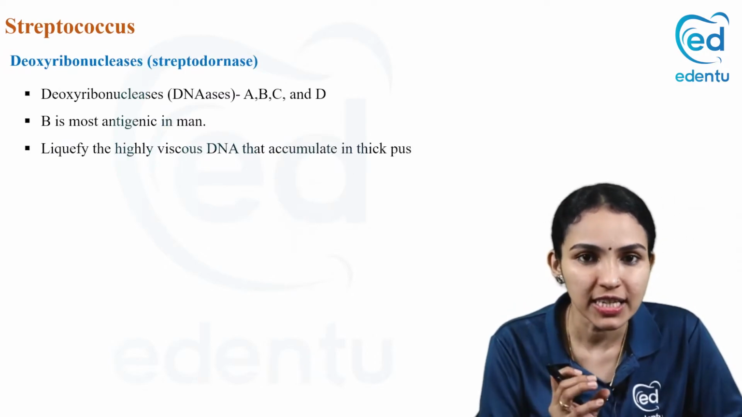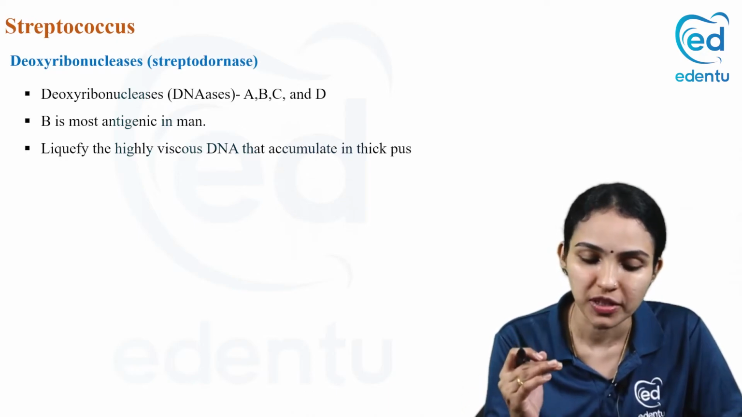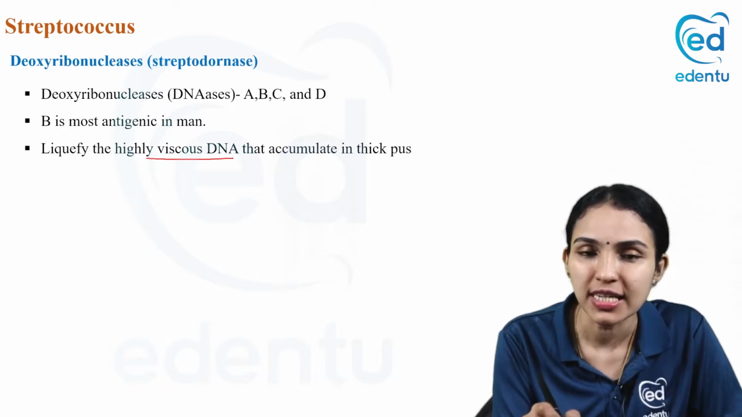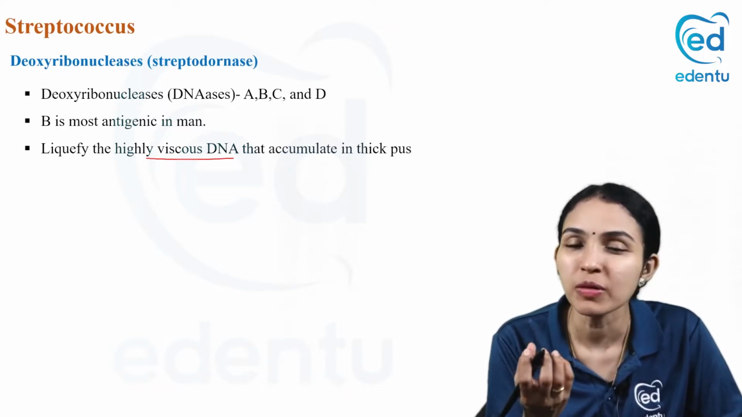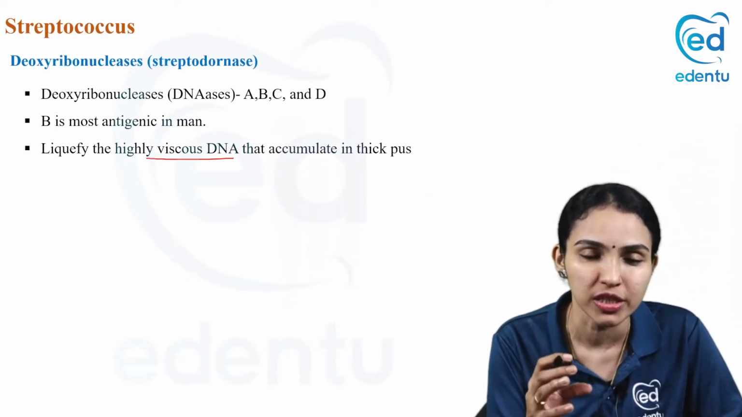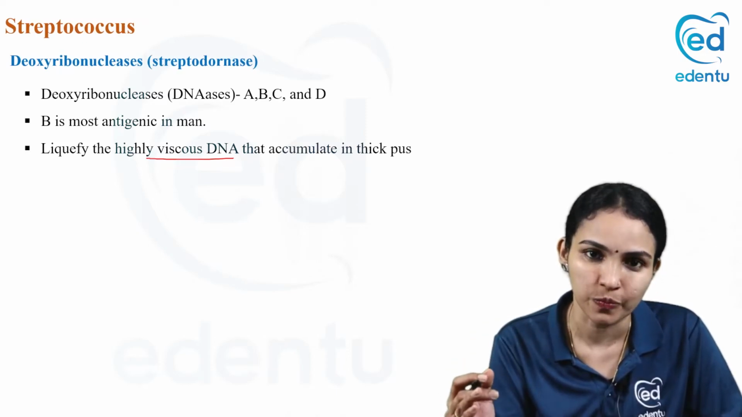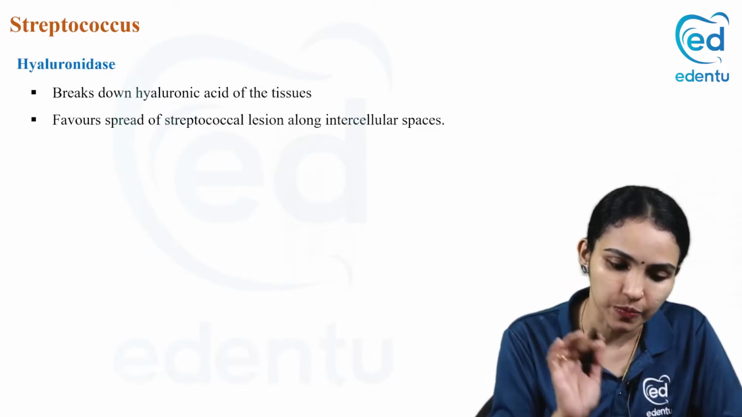Now, what is the role of DNase? DNase will break down the deoxyribonucleic acid. There are 4 types of DNase and B is the most antigenic one. And when it liquefies this DNA, what happens? The pus will be liquid, very serous in nature. It won't be purulent. It will be watery or serous in nature because the nucleic acids are broken down. So this is responsible for the serous nature of pus in streptococcal infection. The pus is not thick, it's very watery or serous.